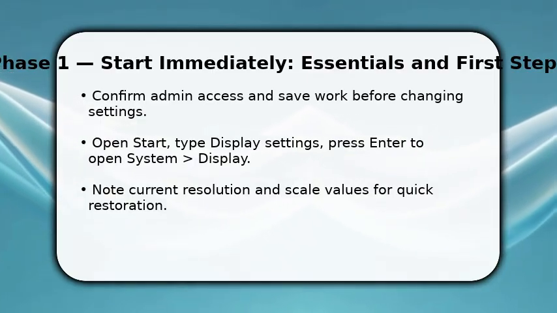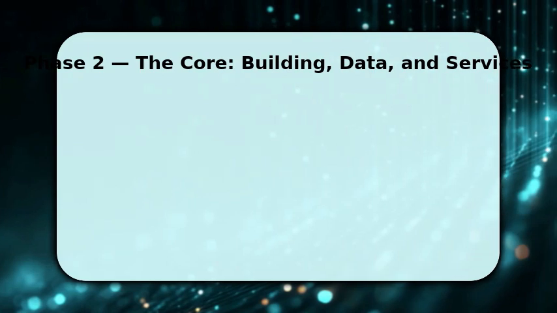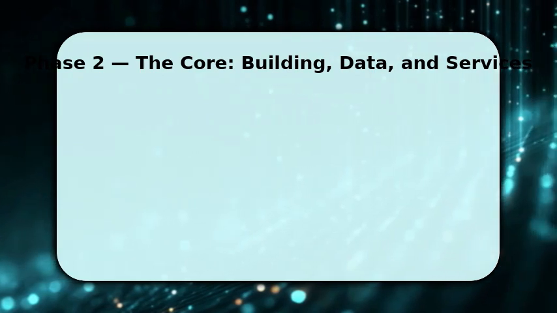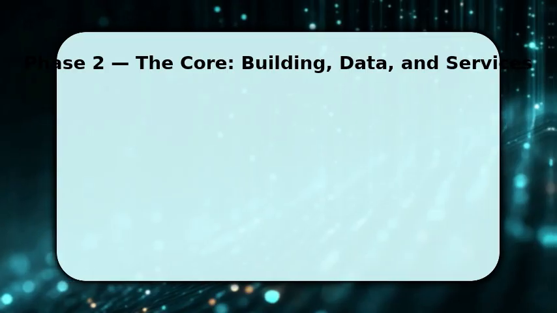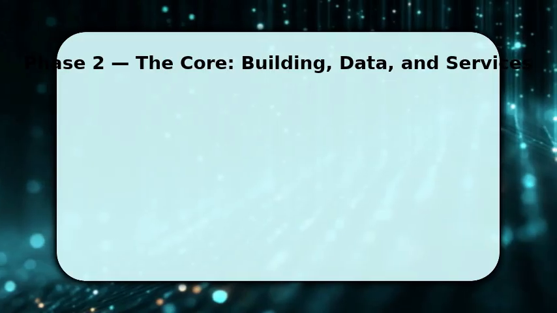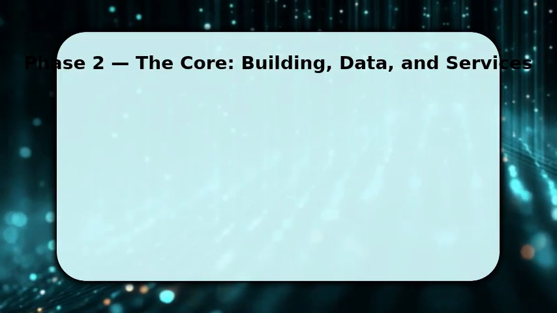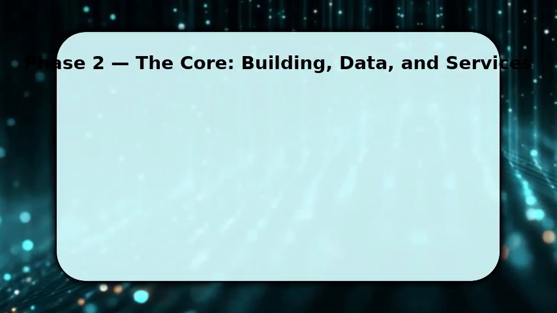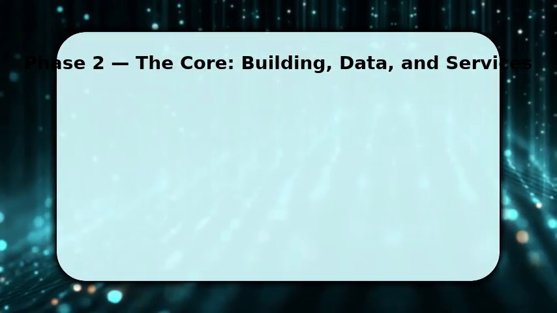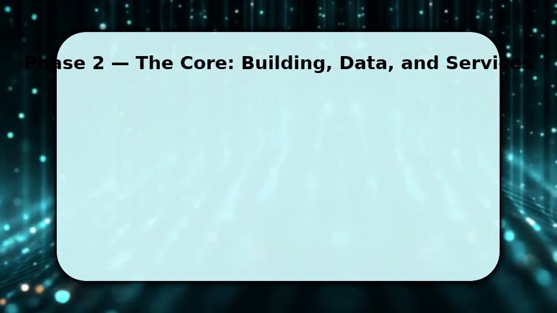Now you adjust the two main controls: scale and resolution. Set scale to 100% or the recommended value. Custom percentages often misalign UI elements. Next, pick the recommended resolution from the resolution drop-down and accept the preview when prompted. If text or icons look blurry, open Advanced Display Settings and set the correct refresh rate for your monitor. Make sure to apply each change.